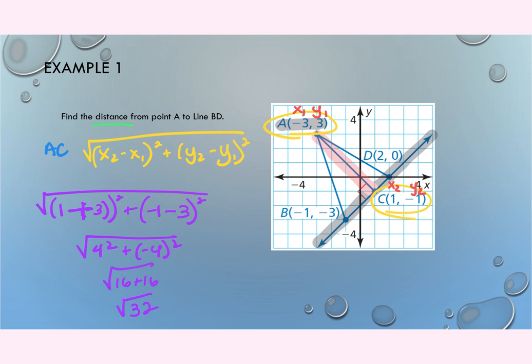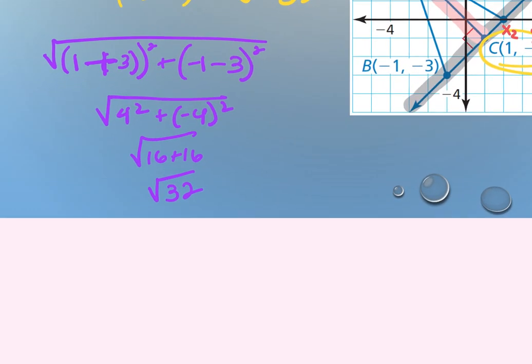Now, if it wants your answer to be rounded, you can type that into the calculator and approximate it. You can also approximate it by seeing which 2 perfect squares it's between. It's between square root 25 and square root 36. It's a little bit closer to the square root of 36, which is 6, so we would say this is maybe like a 5.6, 5.7, something like that to approximate.